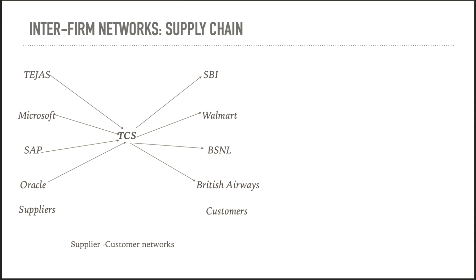You can see that different suppliers provide different products. For example, Tejas provides telecommunication related products, and Microsoft, SAP, Oracle probably provide cloud service or other IT service. TCS also provides different services to different firms. For example, TCS could provide IT software service to SBI, telecommunication service to BSNL, and IT service to British Airways.